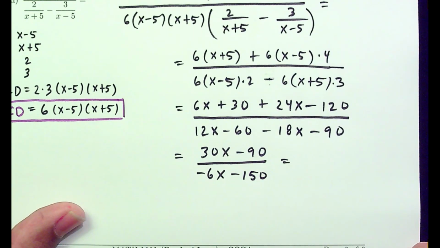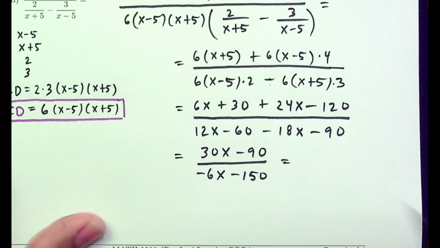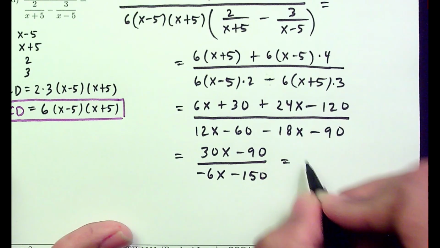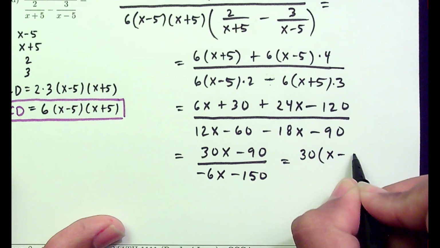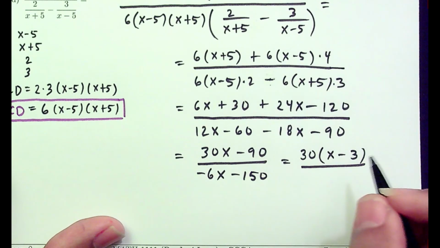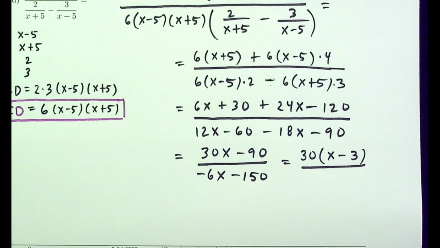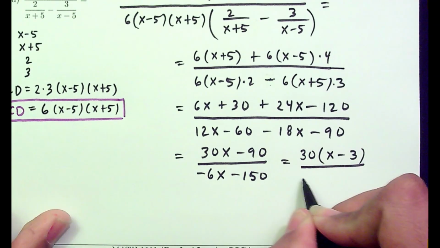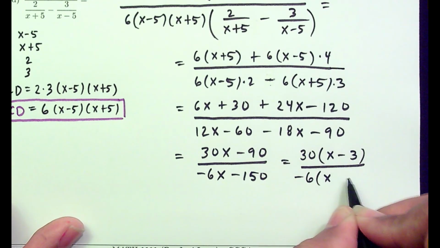And you may simplify this a little bit more. You have to factor the top and the bottom, see if anything cancels. So factoring out, you can factor out a 30 from the top. So factoring out a 30, that's a GCF. So it will be x minus 3. And from the bottom, you can factor out 6. I think 6 goes into 150. If you factor out a negative 6, this is going to become x plus 25.